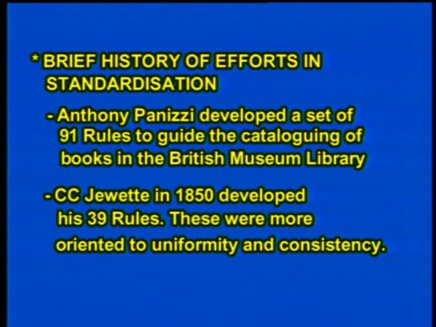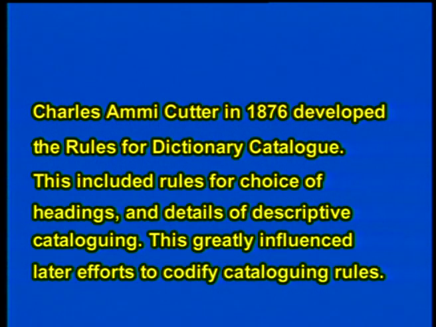These also were more oriented to uniformity and consistency, and not necessarily on identification of main entry elements, added entry elements, and so on. Then a very important development took place in 1876. This was by Charles Ammi Cutter, a well known figure in the area of library science, who developed his rules for dictionary catalogs.